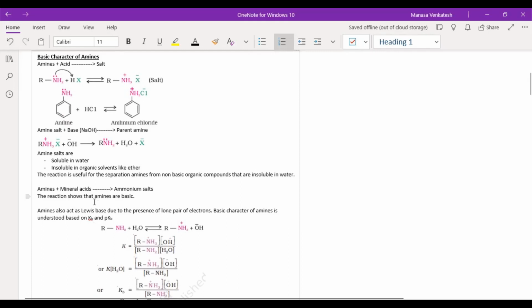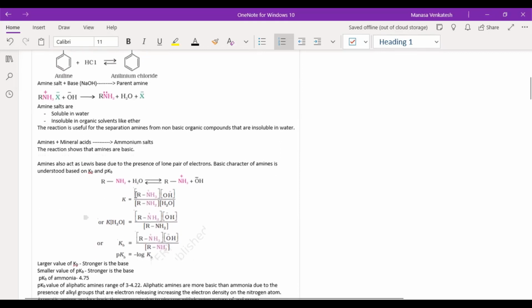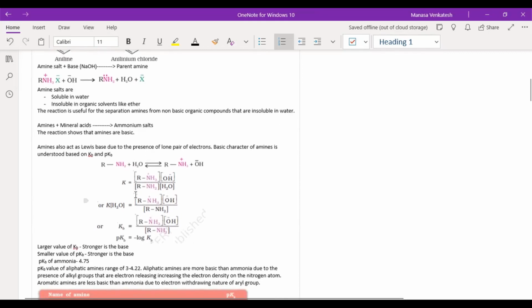When they react with mineral acids, they form ammonium salts, and the ammonium salt that is formed reacts with a base to form the parent amine. Now, they also act as a Lewis base, and when they act as a Lewis base, they have a tendency to accept a proton. So we are able to understand that with their Kb and pKb values.